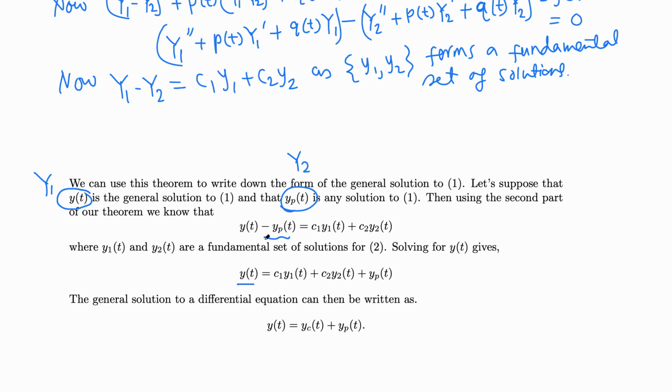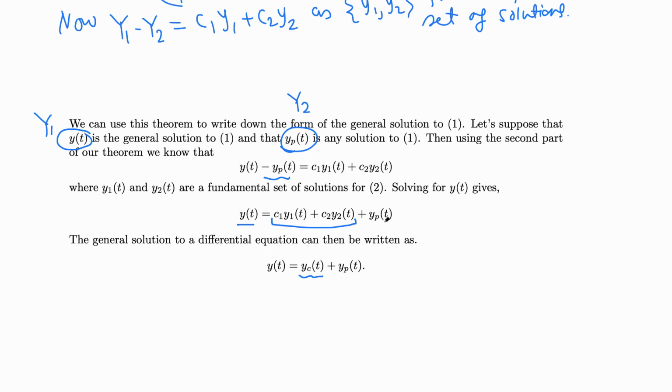This part is just the complementary solution, and we can write yc, and that is any solution, that's Yp. So the general solution of a non-homogeneous differential equation is just a sum of two solutions. We've got yc, the complementary solution, which comes from the homogeneous equation, and Yp is any solution of 1, and it's called a particular solution.